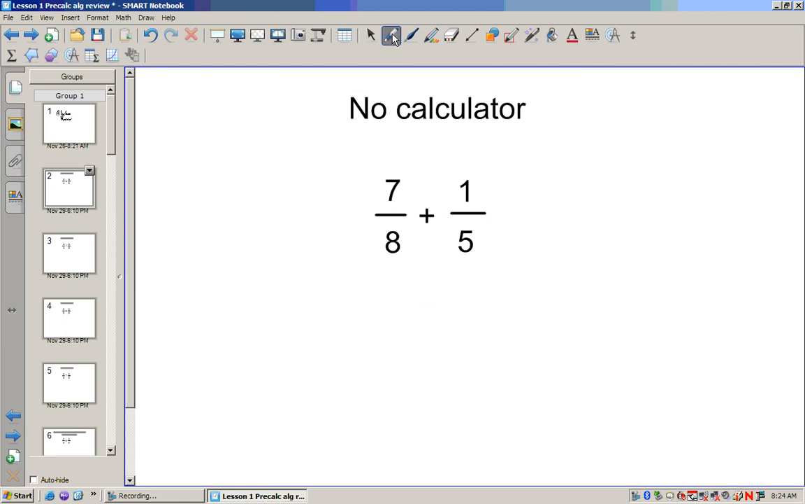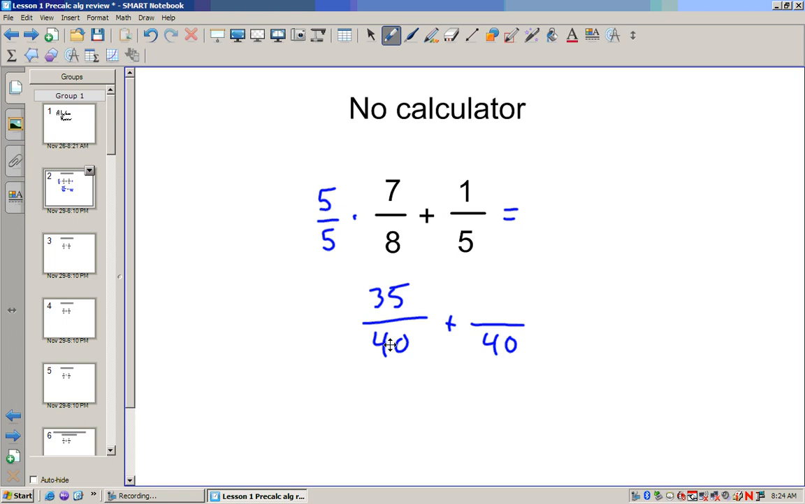Take a second, pause the video, and see how well you can do this one. Hopefully everybody can do this. The thing we look for here is common denominators. So this common denominator will be 8 times 5, which is 40. And 7/8 we can write with a denominator of 40 if we multiply the numerator and denominator by 5. Because 8 times 5 is 40, 7 times 5 is 35.